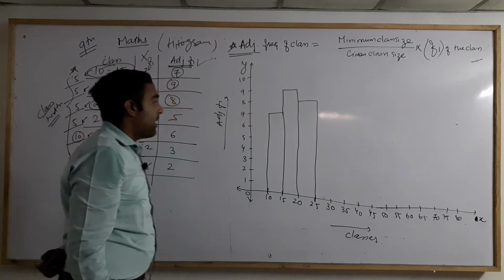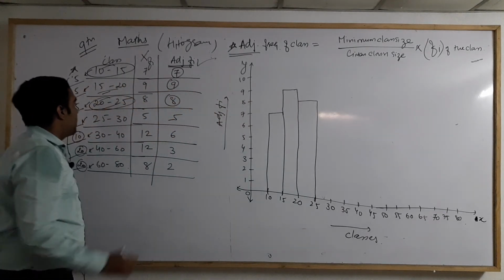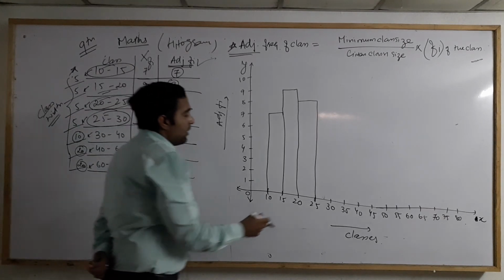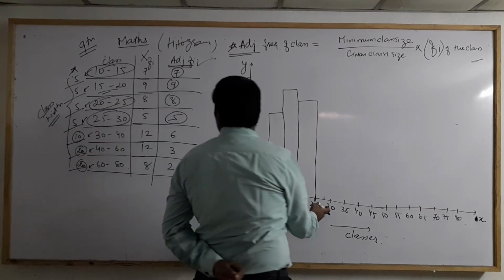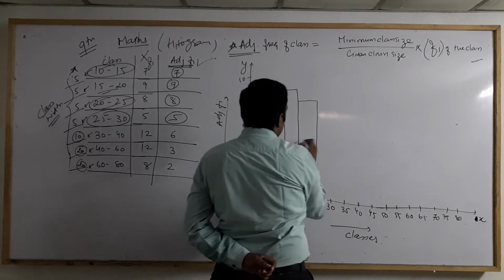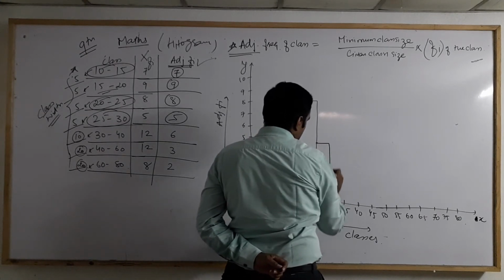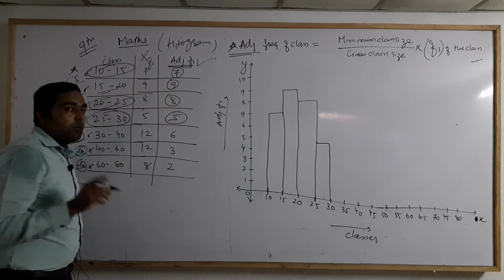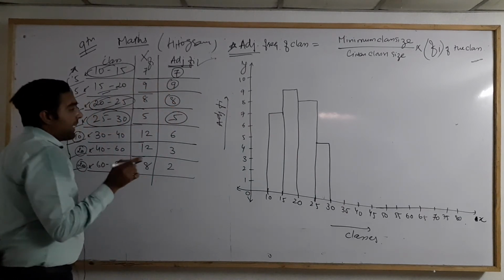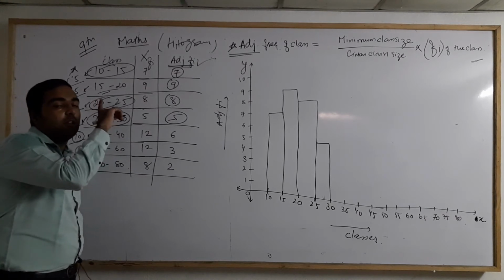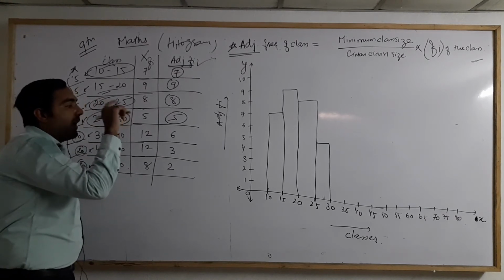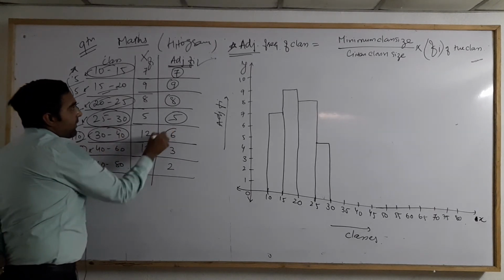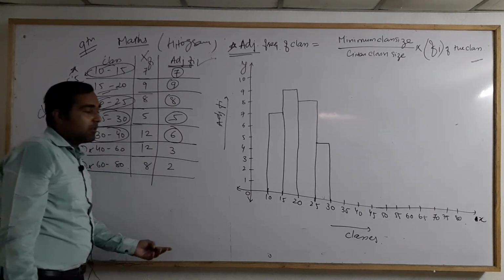Okay, now we are moving to 25 to 30 and my adjustable frequency is 5. 25 to 30, okay, my adjustable frequency is 5. Okay, now here is a must-note change between the histogram that we learned in the previous lecture and this histogram. So that is 30 to 40 and my adjustable frequency is 6.